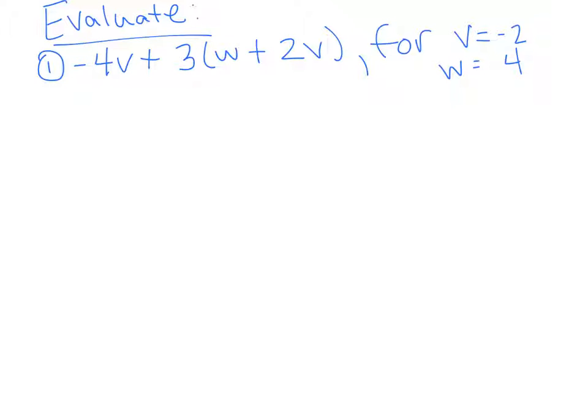Okay? So we have 2 variables, which means we need to be careful about what we're doing when we're substituting values in. I do feel like color coding these things really helps. So I am going to worry about substituting my v's with black. So I'm going to look at my expression. I have a v here and I have a v here. So what I'm going to do is just change those v's out for negative 2's.